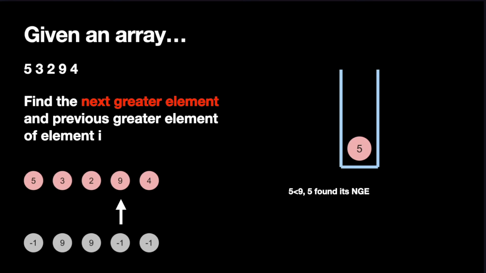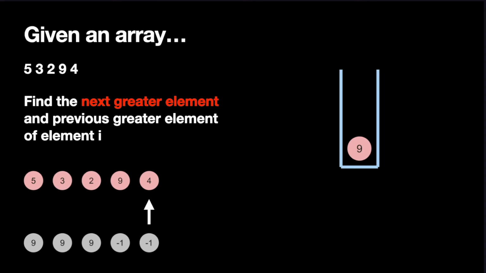Now the top of the stack is 5. 5 is less than 9. 5 has found its next greater element. We record this in our result array, and then we pop the stack. So now 9 is trying to find its next greater element. So we push 9 onto the stack.